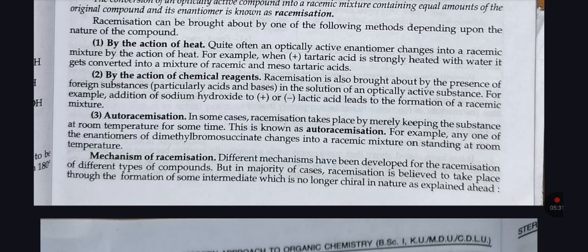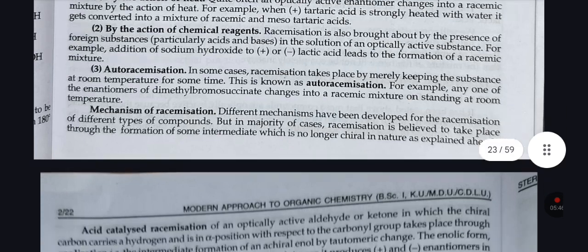Mechanism of racemization. Different mechanisms have been developed for racemization of different types of compounds, but in the majority of cases racemization is believed to take place through the formation of some intermediate which is no longer chiral in nature, as explained ahead.